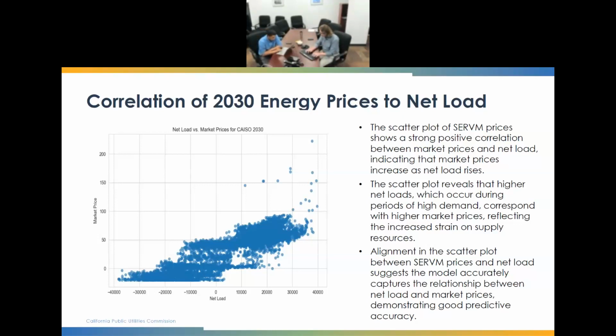The last point I will make is that this alignment of the scatter plots between the model and net load suggests to us that the model accurately captures the relationship between the net load and the market price, demonstrating good predictive accuracy of the model.